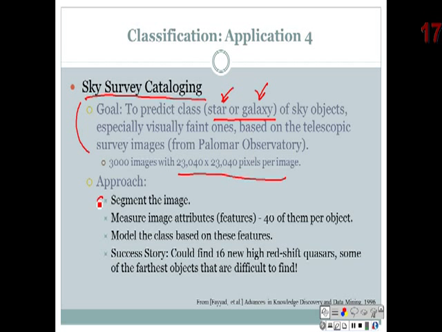So the approach that they follow is the following. They segment the images and they measure the image attributes, which are features, and in this case they had about 40 types of objects. They model the class based on these features, and then they could find about 60 new high redshift quasars. Some of the furthest objects are difficult to find, so some kind of attributes can help them to define the differences between those two kinds of attributes in the class.